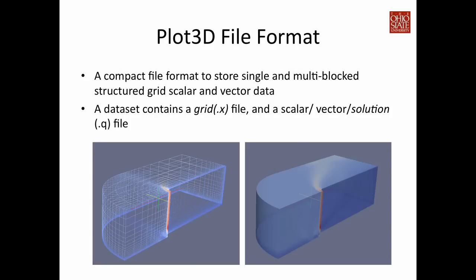So the PLOT3D file format is a very simple format, and also is very compact. It allows you to store single or multi-block structured grid scalar and vector data. It doesn't have a lot of fancy structures, but it's very simple, so it is very easy to use. Typically, a PLOT3D dataset will contain a grid file and also a data file. The grid file often has a .x extension name, and the data file has a .q extension name.